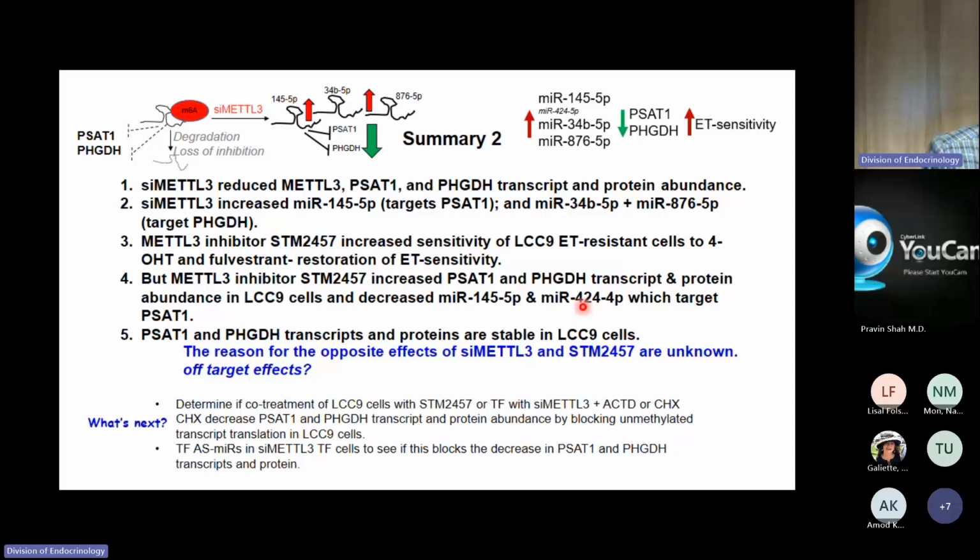So what am I going to do next? I'd like to co-treat LCC9 cells with STM2457, or transfect with SI metal-3, and treat with actinomycin D or cycloheximide and look at transcript stability and protein stability in the cells. And I want to transfect antisense miRs in SI metal-3 transfected cells to see if this blocks the decrease in PSAT1 and PHGDH transcripts and proteins, because that would identify those microRNAs as m6A regulated by metal-3.